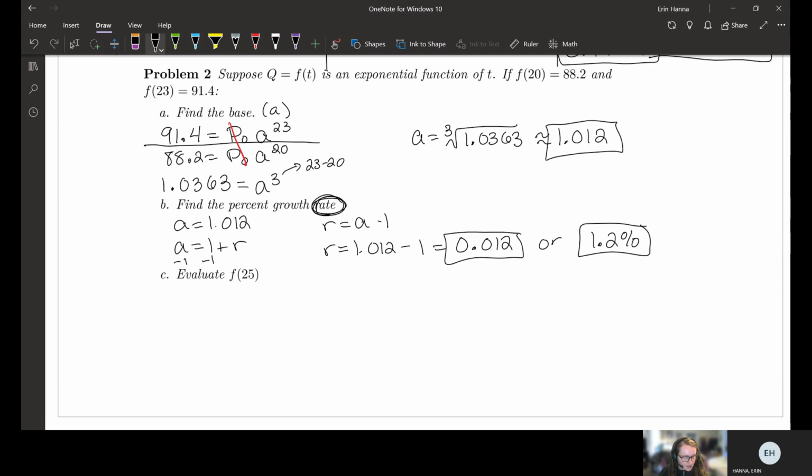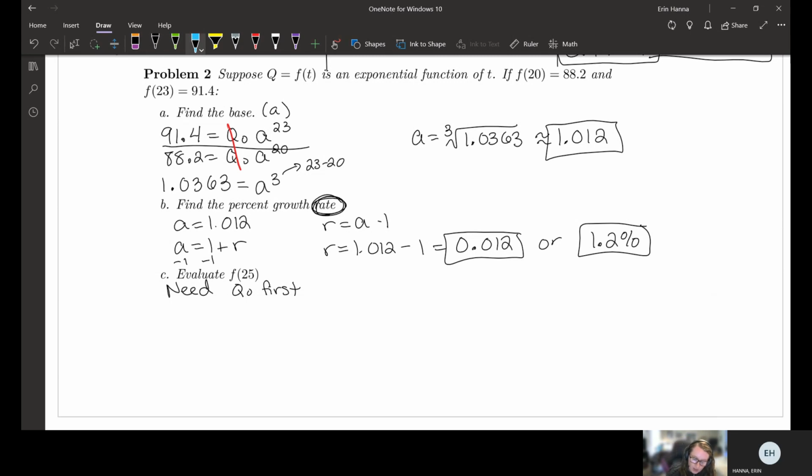And then the last thing we're asked to do is evaluate f of 25. Now to do this, we first need Q naught. Now, why am I saying Q naught and not P naught? Because I should have been using Q's this entire time. So these two up here should have technically been Q naught. Why Q naught and not P naught? Well, that's because this original equation was given as Q equals f of t, so I should have been using Q's. So that was my bad. So we're going to call it Q naught. So we need to find Q naught first.